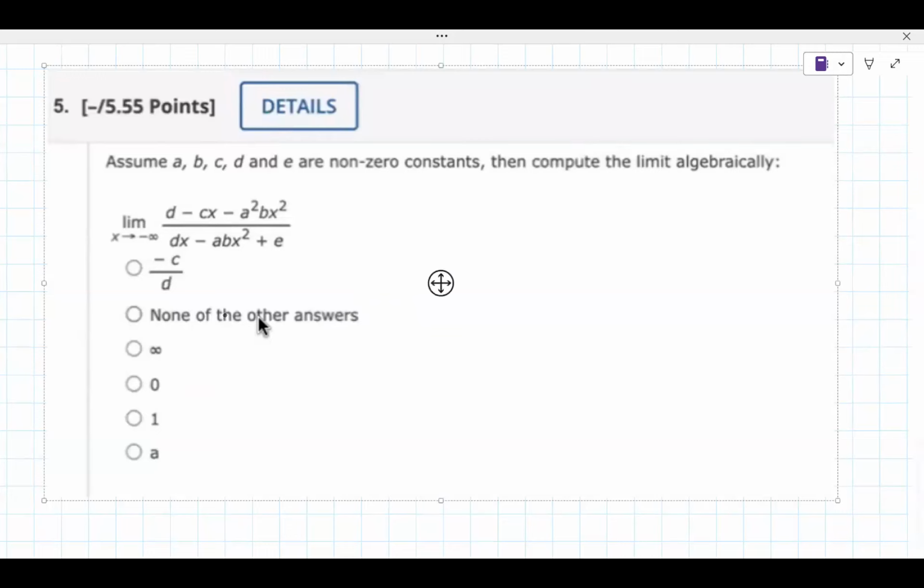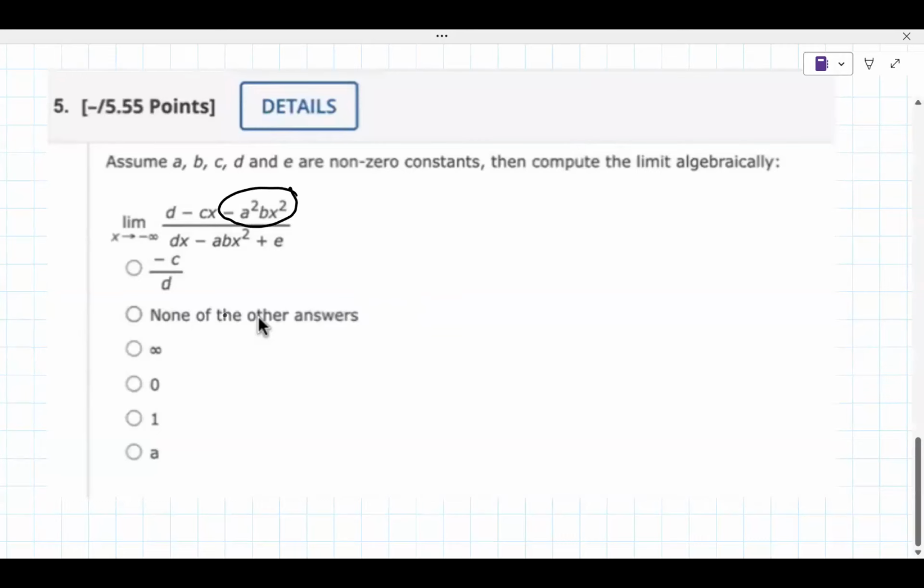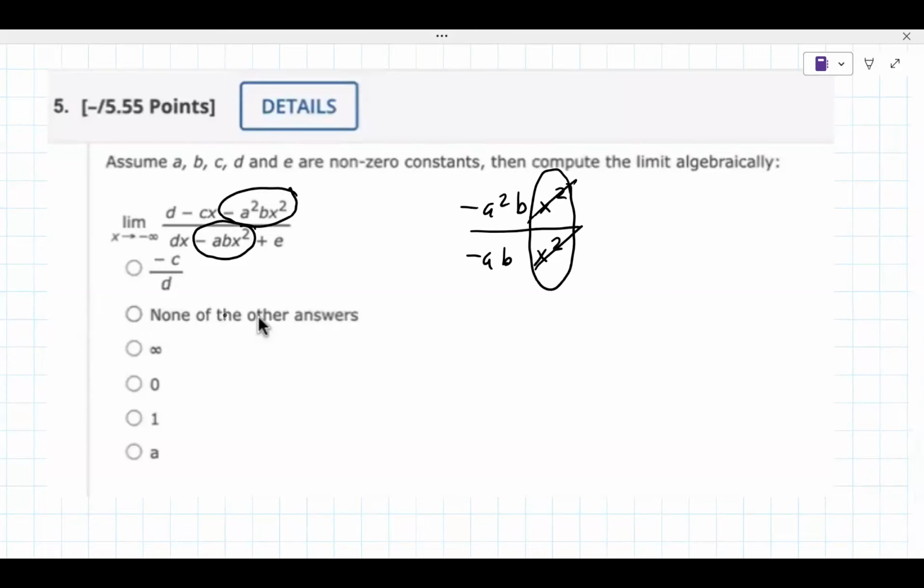That's what I've been doing. So you have to identify the highest degree term in the top and the bottom. That's minus a squared b x squared over minus a b x squared. This one is neither top heavy nor bottom heavy because these are the same. So they just cancel out and you're just looking at the ratio, where the negatives cancel, the B's cancel, and one A cancels that A. So it ends up just being A.